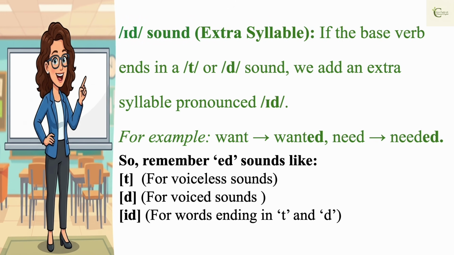Id sound, extra syllable. If the base verb ends in a t or d sound, we add an extra syllable pronounced id. For example, want, wanted, need, needed. So remember, -ed sounds like t for voiceless sounds, d for voiced sounds, id for words ending in t and d.